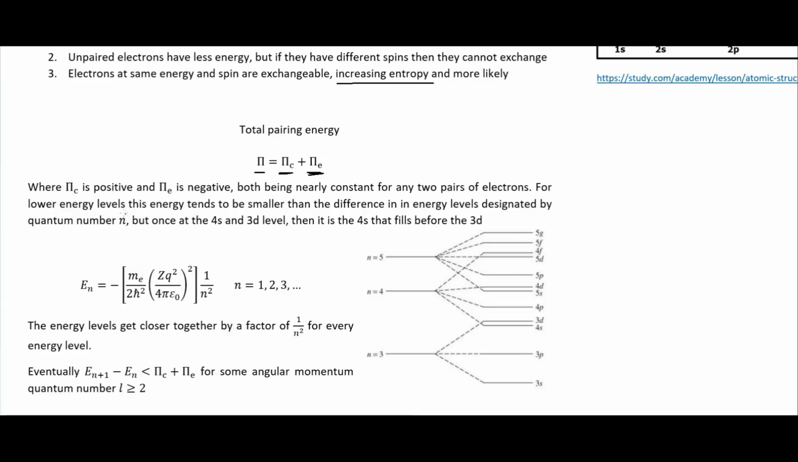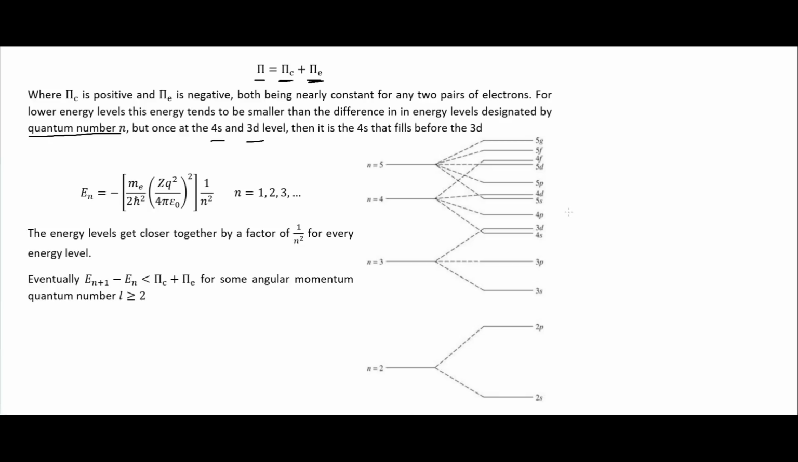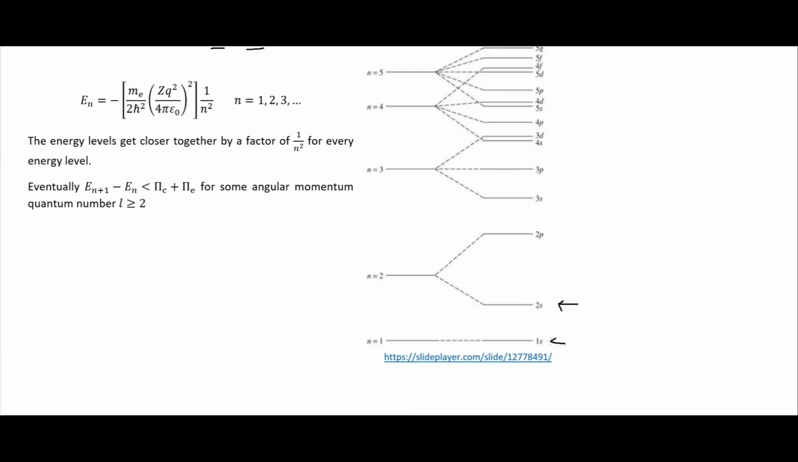So for energy levels, this energy tends to be smaller than the difference in energy levels designated by the quantum number n. But once we get up to the 4s and 3d level, then it's the 4s that fills before the 3d. And so we can see that here, where the 2s here is higher than the 1s, but then the 2p is even higher than the 3s, than the 3p. But now we see that the 3d is actually higher than the 4s. So it's actually going to fill in the 4s before it starts filling in the 3d.